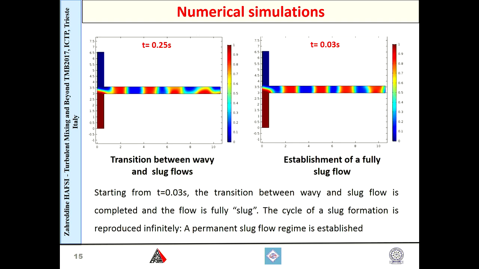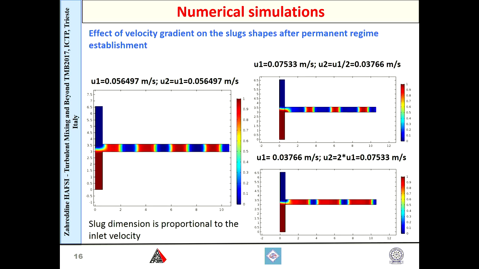At t equal to 25 seconds, we can see the slugs here. We see the transition between the wavy and slug flow, and then fully slug flow is seen, as Cherlo has found also. So starting from t equal to 0.03 seconds, the transition between wavy and slug flow is completed, and the flow is fully slug. This is the permanent established regime. It's a permanent slug flow. This is the first simulation result.